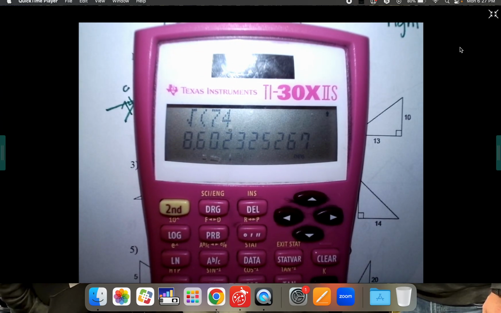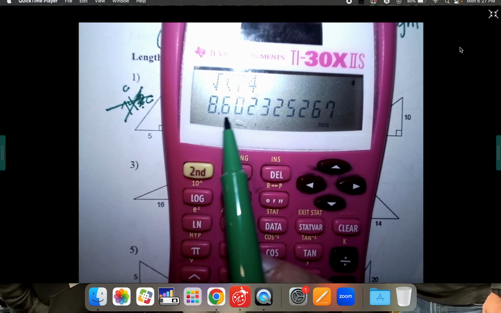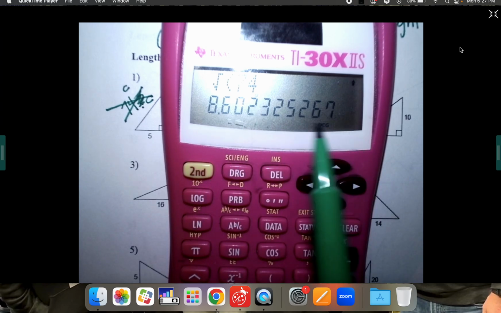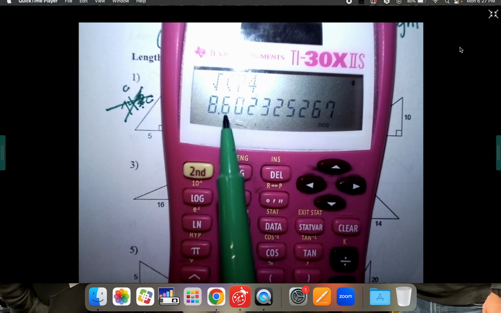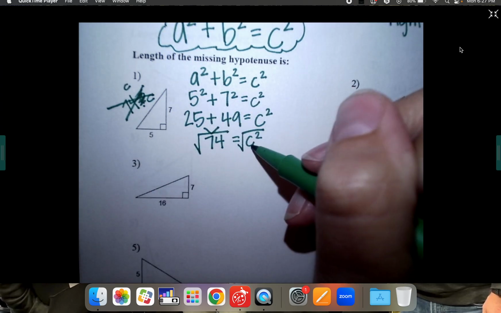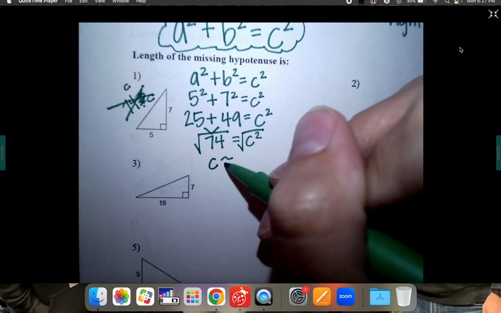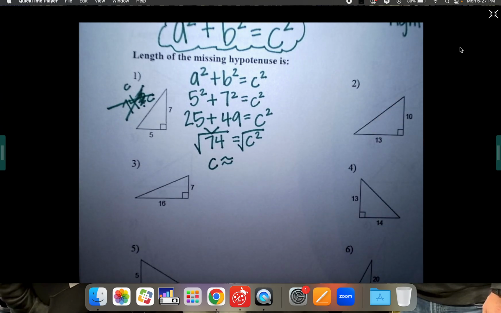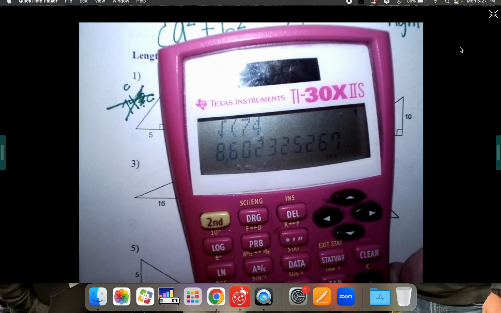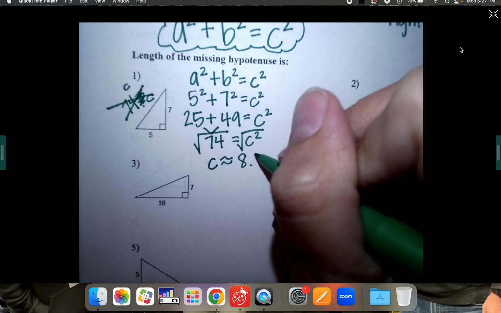Equals. And it's about 8.6. I know it's irrational, and so we're not going to put all that. We're going to round it to 8.6. So c squared, c unsquared is about, and this little squiggly equals means I rounded it. It's not exactly 8.6, but it's about 8.6.